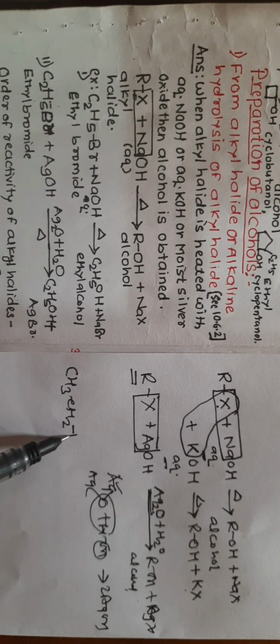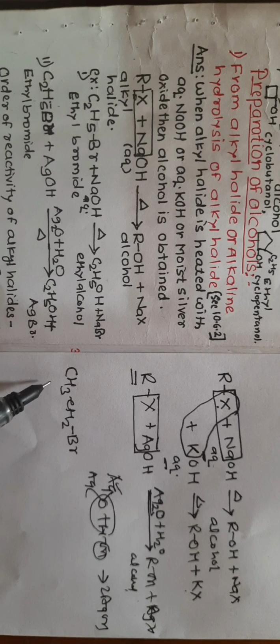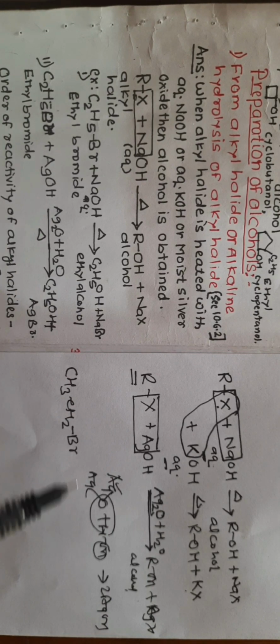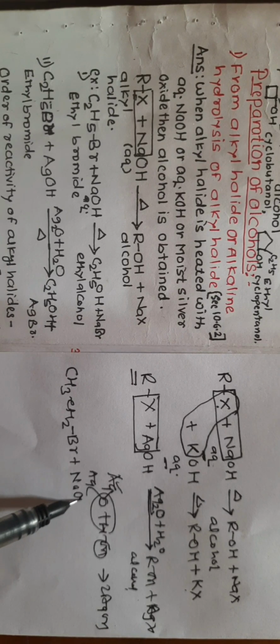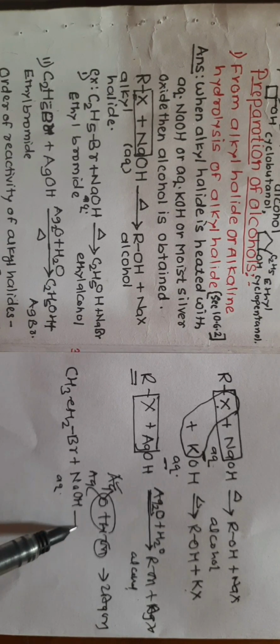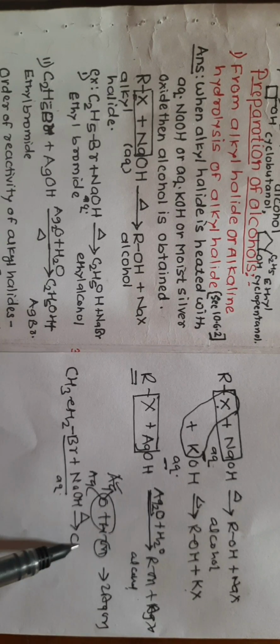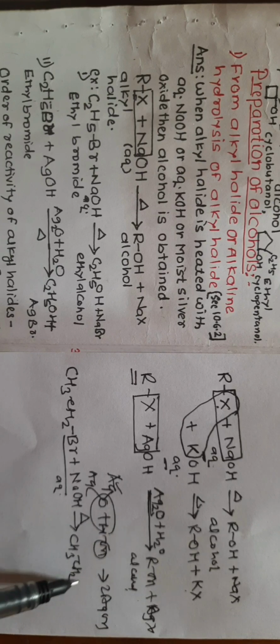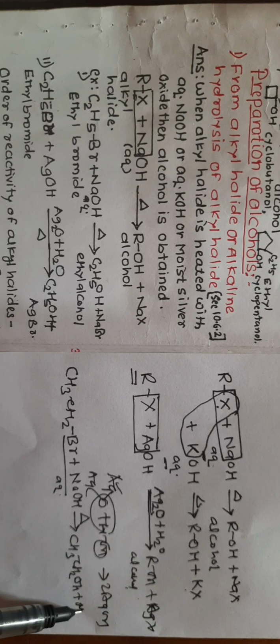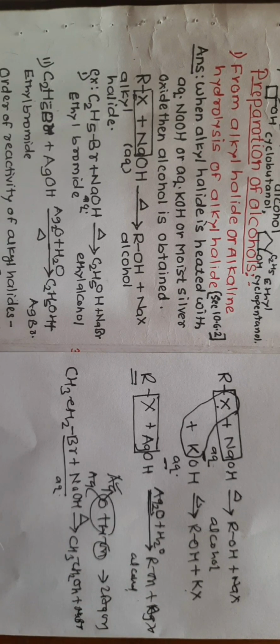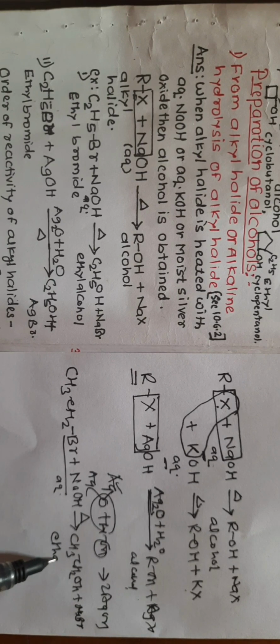Now suppose instead of this R we have taken an ethyl group, and instead of that X we can take Cl, Br, I. Ethyl bromide is treated with NaOH. It should be aqueous. Heat. This Na combines with this Br and it gives CH3CH2OH plus NaBr.